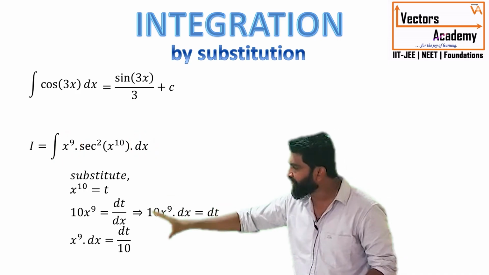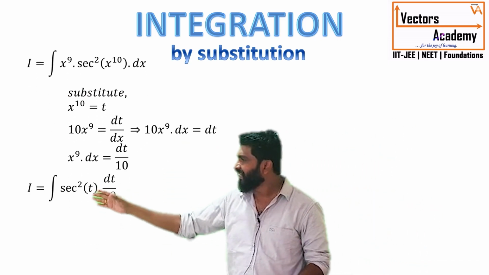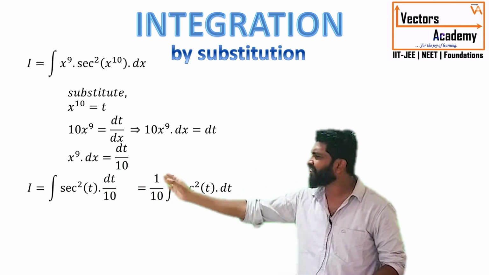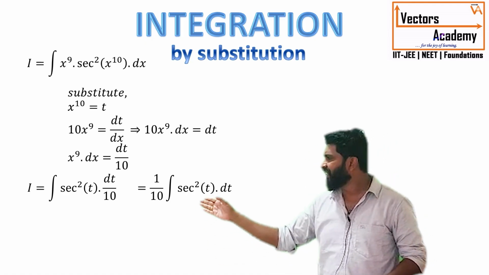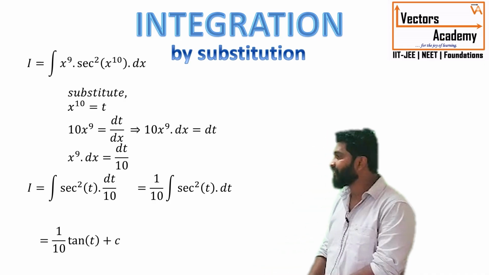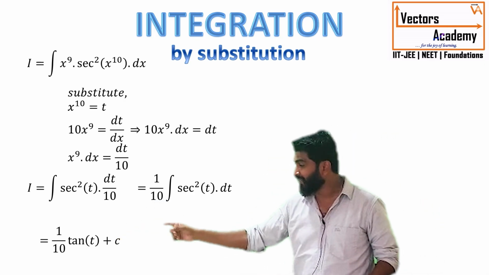Now once we have substituted, look at our question now. It is integration of sec square t into dt by 10. 1 by 10 is a constant term, we can take it outside the integration. In the integration, we will be left with sec square t, and we know the integration of sec square t is tan t. So your final answer will be 1 by 10 tan t plus c.